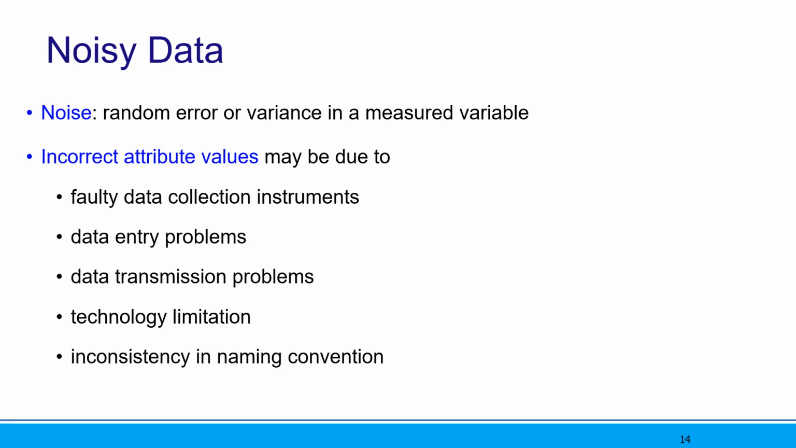It can also be data entry problems. Maybe when the operators are doing the data entry job, the operators are sleepy, for example. Or data transmission problems, so when the data is transferred using the internet, there are some internet connection errors, and so on. Technology limitation, inconsistency in naming convention. That kind of issue may cause the incorrect attribute values.